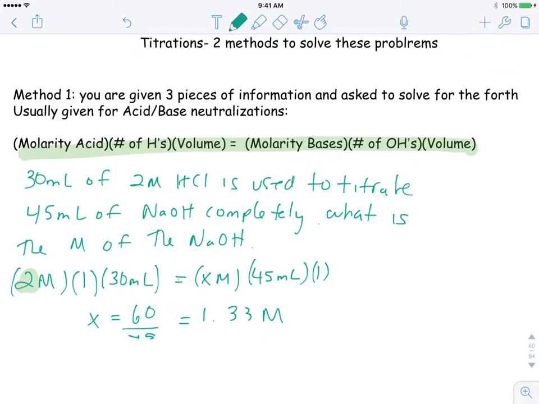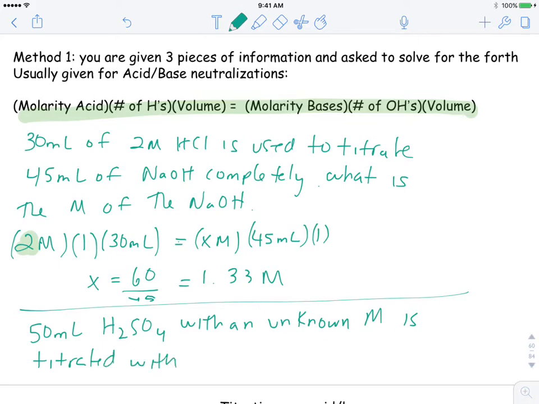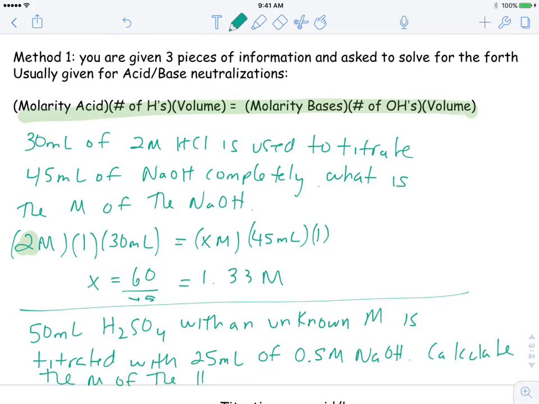So this is an acid-base type problem. Why don't you try one? What if I were to do 50 milliliters of H2SO4 with an unknown concentration, an unknown molarity, titrated with 25 milliliters of 0.5 molar NaOH. Calculate the molarity of the H2SO4.